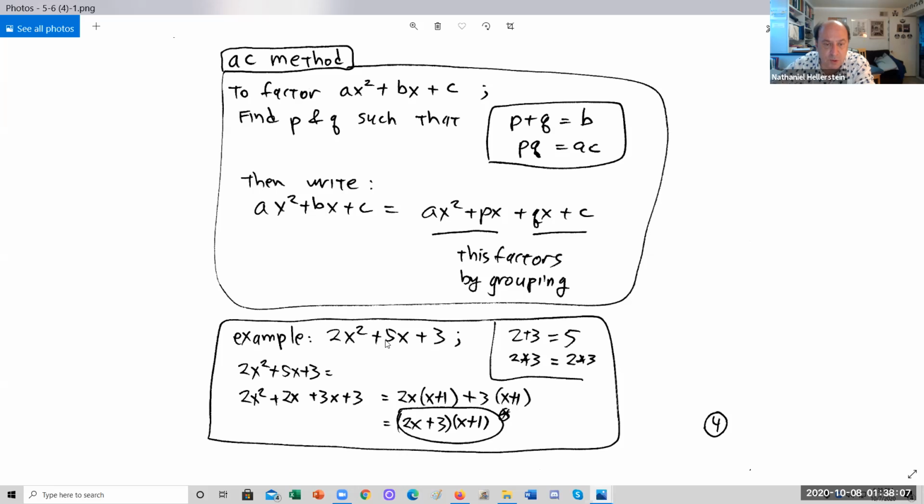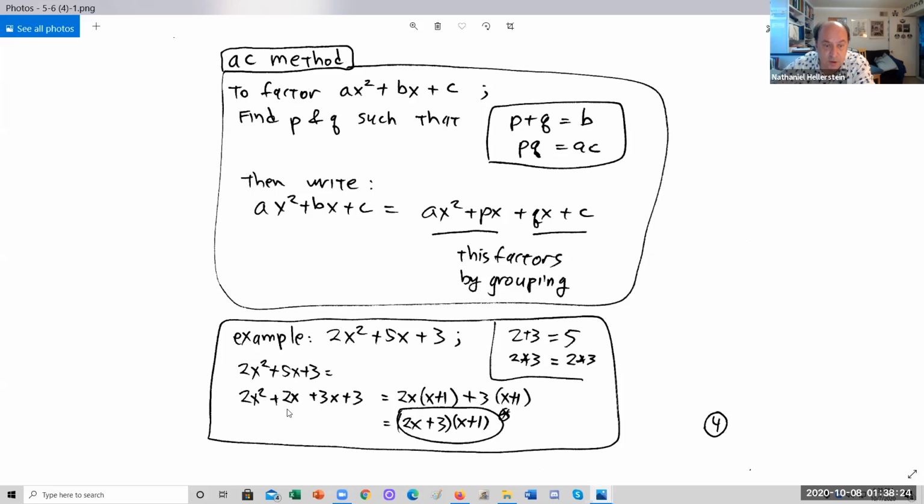For example, 2x squared plus 5x plus 3. We need two numbers whose sum is 5, and whose product is 2 times 3, which is 6. Well, 2 and 3 work. 2 plus 3 is 5. 2 times 3 is 2 times 3. So we'll write this 5x as 2x plus 3x.